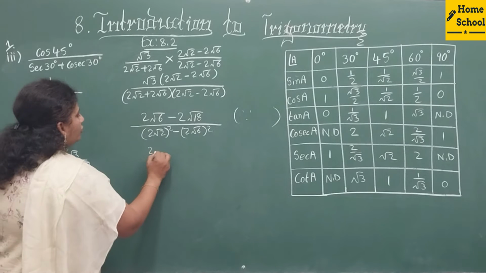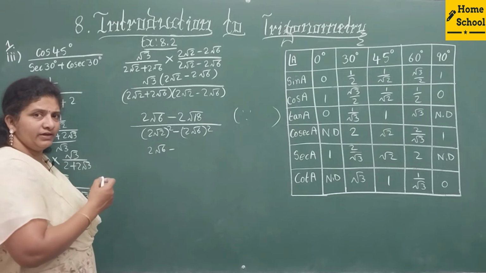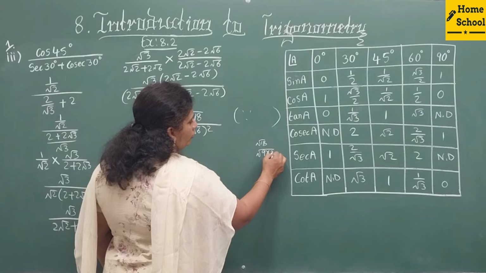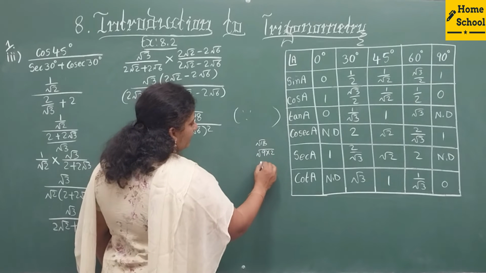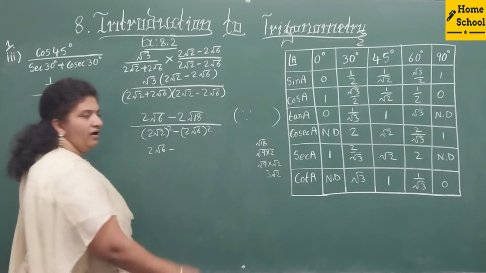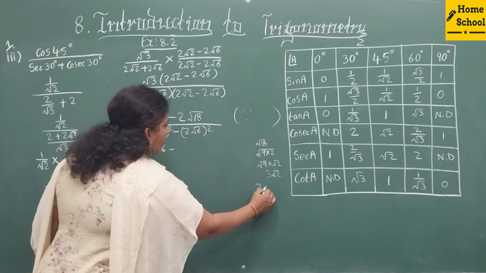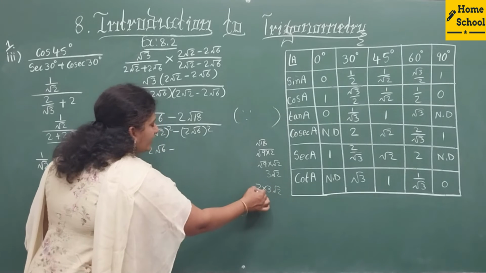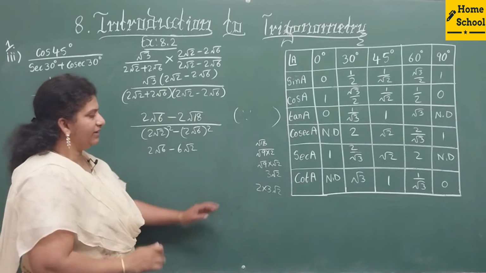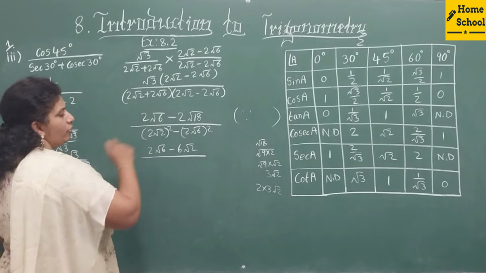Now 2 root 6 minus root 18. Can you simplify further? Yes. Root 18, how can I write this? Root 9 into 2. Take 9 out, that means root 9 into root 2. Root 9 value is 3, 3 root 2 is your simplified form of root 18. So 2 into 3 root 2, what happens? 2 into 3 root 2 is 3 2s are 6, 6 root 2. 2 root 18 can be written as 6 root 2, by 2 root 2 whole square.